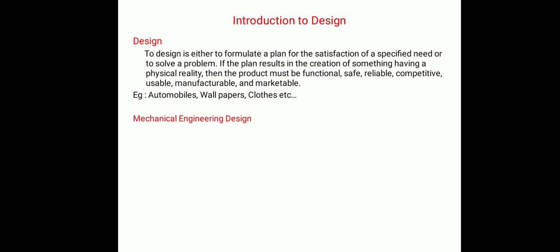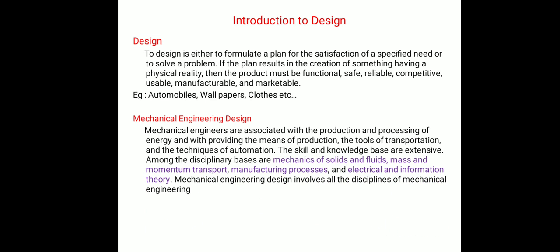Mechanical engineering design: what is the role of a mechanical engineer in case of design? The main role of the mechanical engineer is in the case of production as well as the processing of energy. The main intention of the mechanical engineer is that whatever subjects he learns, like strength of materials, mathematics, fluid mechanics, heat transfer, he will apply all those principles for designing a component, and that component should be in physical reality.